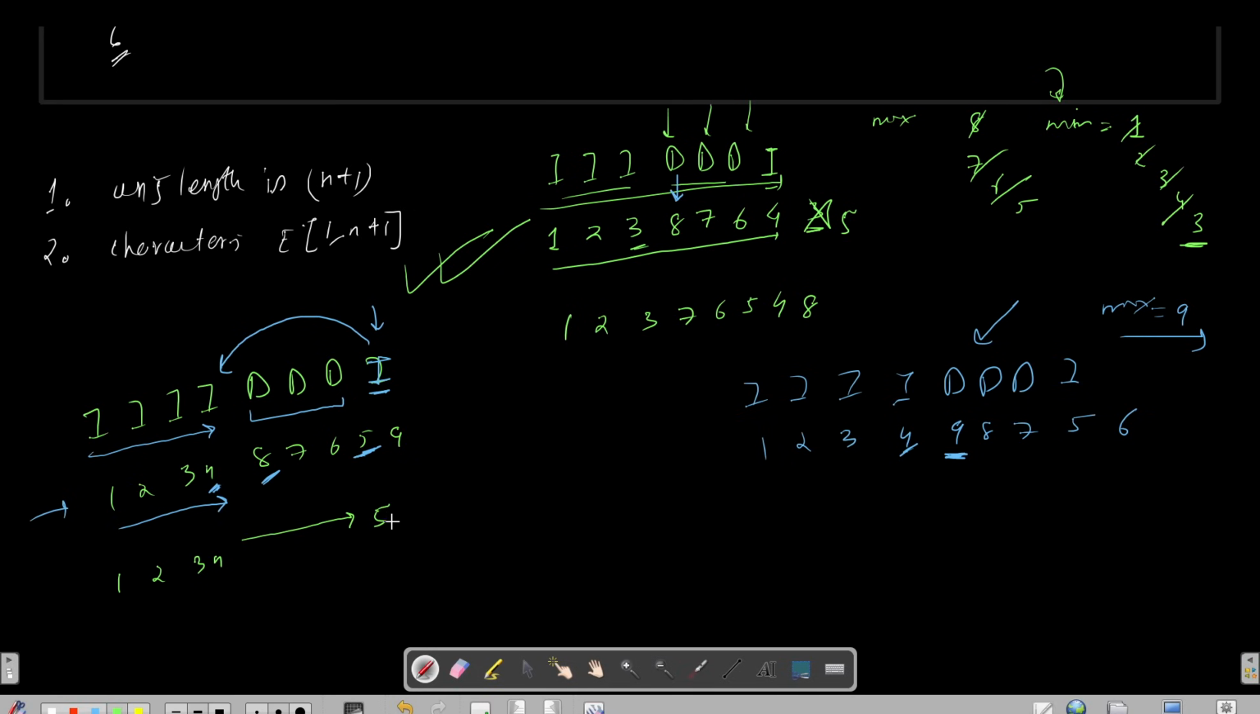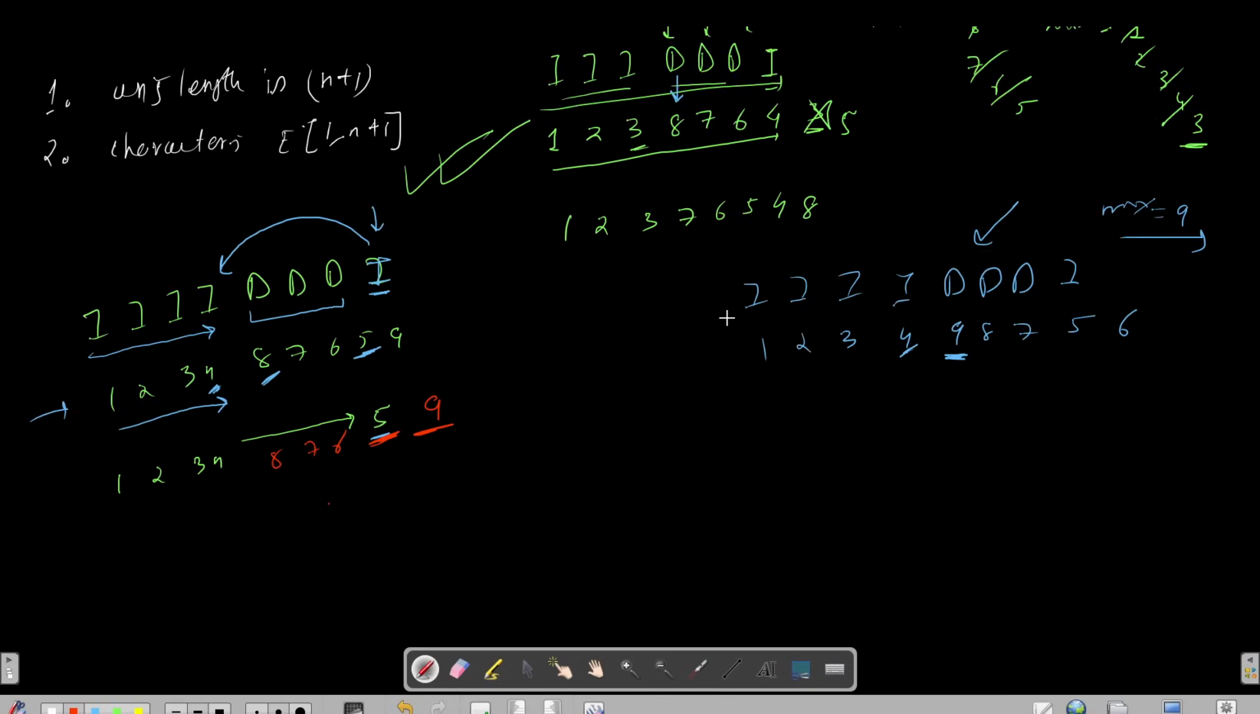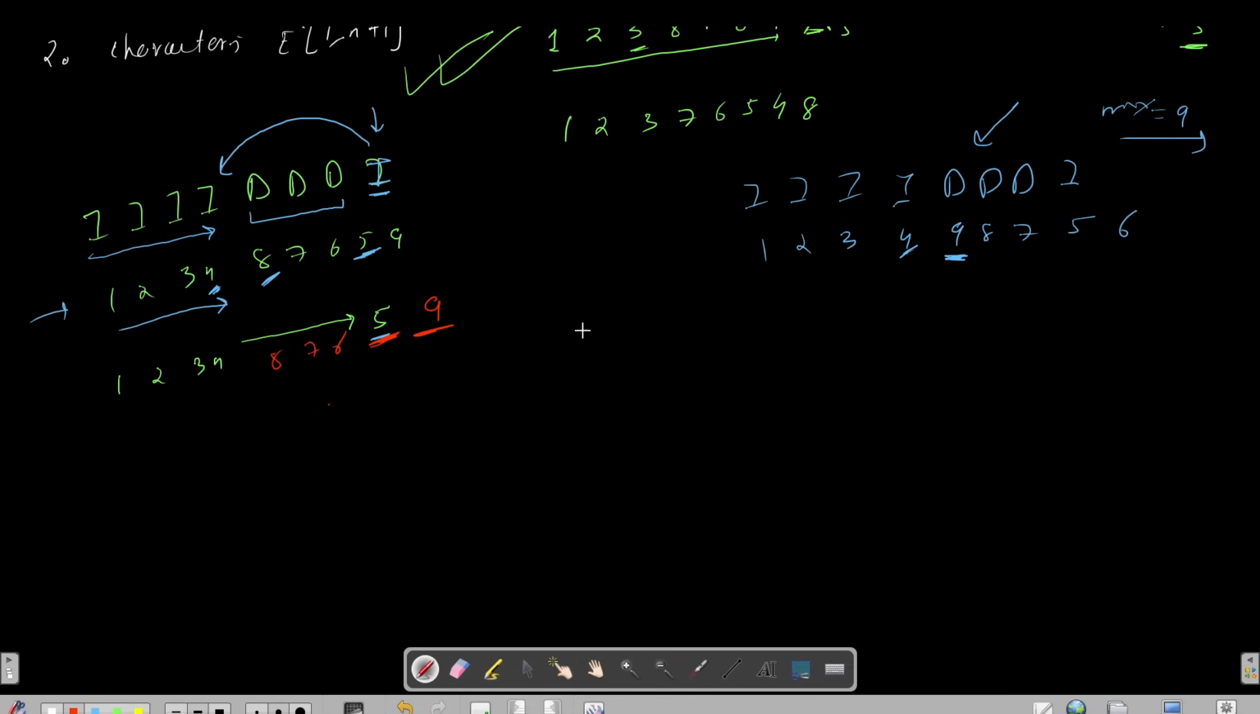So I will just say 5. Right? And whatever D we have in between, I will keep on continuing my series using this 5. After 5, we have 6, we have 7, we have 8. And then the last number would be 9. Correct? Can we do some more dry runs to understand this logic even further?